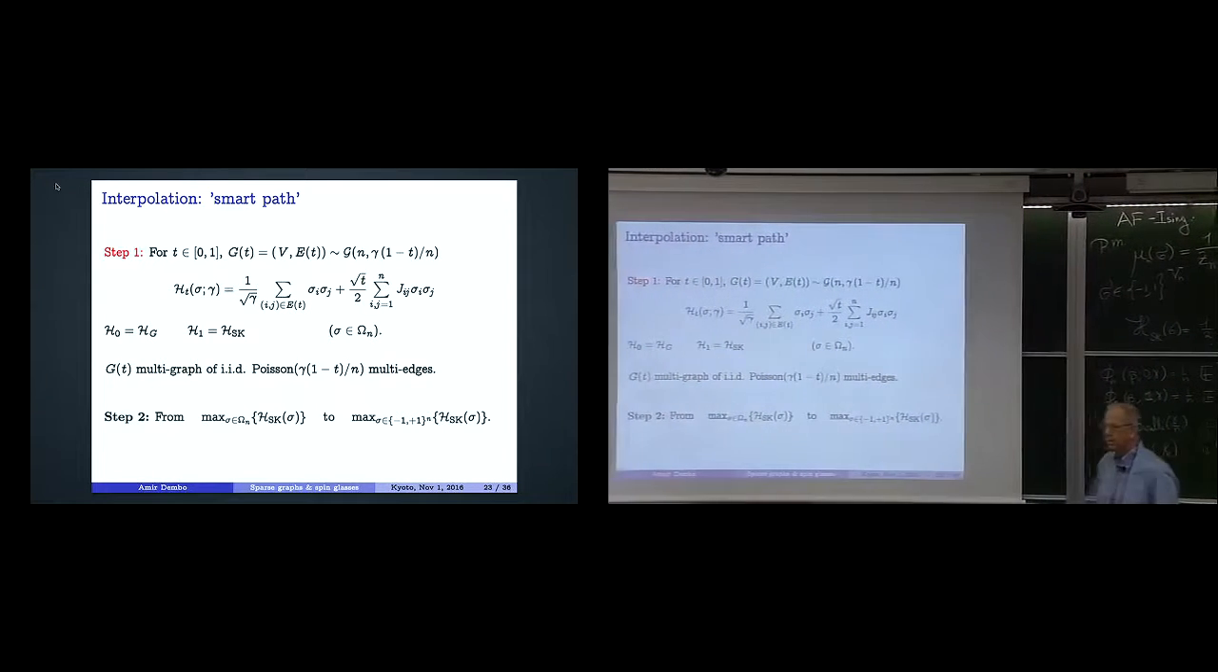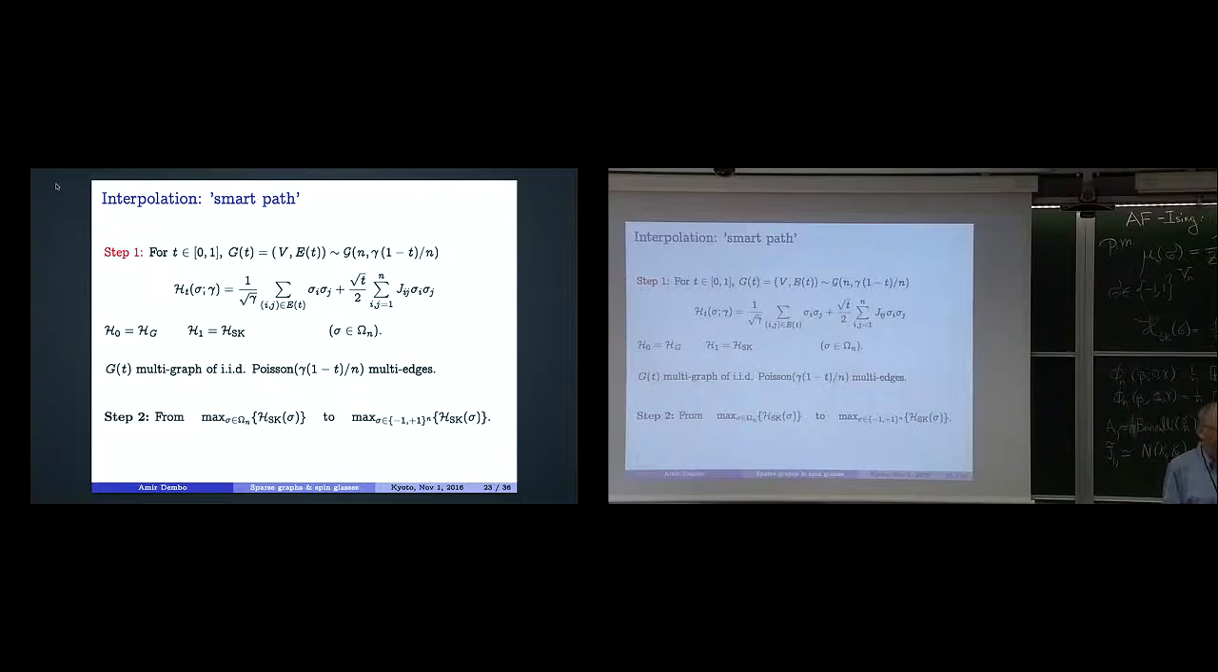So how do you do a smart path configuration? You say, well, let me take a mixture of the two, correctly interpolated. So at one end, when t is equal to 0, I have here 0, so nothing comes from here, and I have here the graph g and gamma over n. And when t is equal to 1, I want to kill this, make it 0, and put here a 1. So I will recover the SK Hamiltonian.